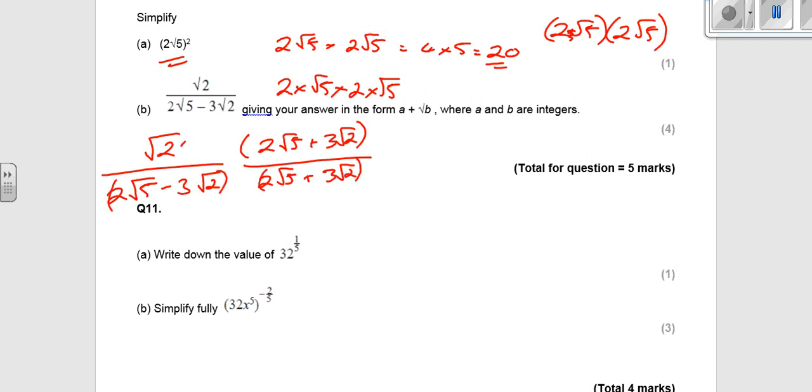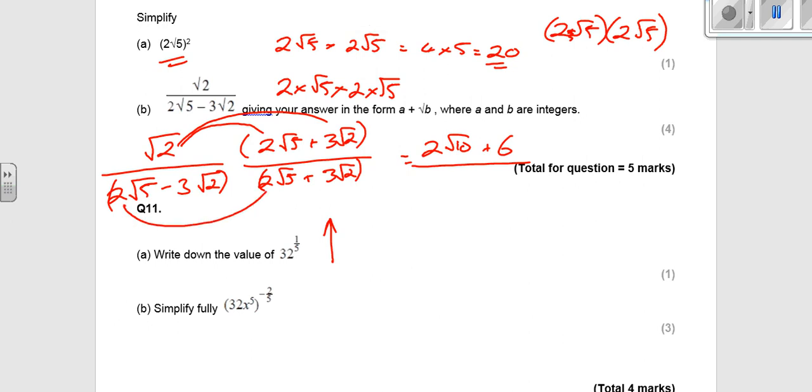So then we're going to do root 2 times 2 root 5, and that equals 2 root 10. Root 2 times 3 root 2 is going to be, well, root 2 times root 2 is 2, times 3 is 6. So 2 root 10 plus 6, and just getting that gets you enough to get a mark for the numerator. So that's 1 mark for multiplying by the correct thing, 2 marks for getting the correct numerator. Obviously the correct denominator is going to be the next mark.